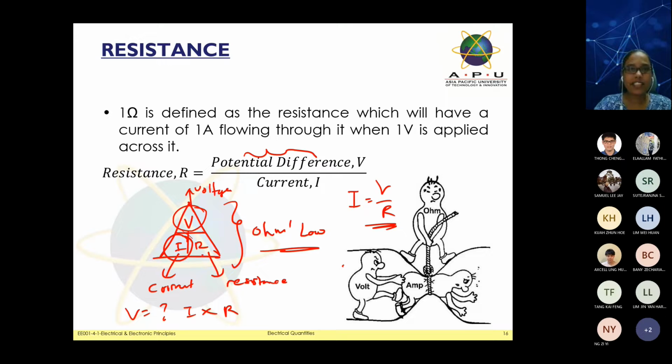Some of your friends already gave me the answer, but can anyone else let me know in a different way? I think they are inversely proportional to each other, resistance and current. Inversely proportional. Okay, some of your friends said based on inverse. Anyone else?